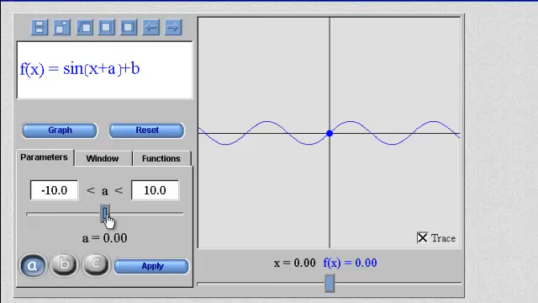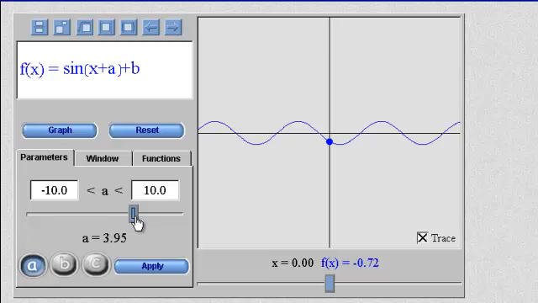A, as you can see, if it's positive, it'll actually move it to the left. You can see it flowing to the left. And if A is negative, it will flow it to the right.